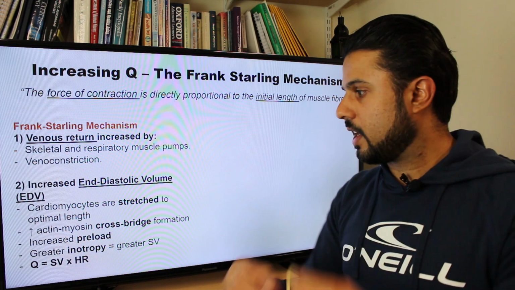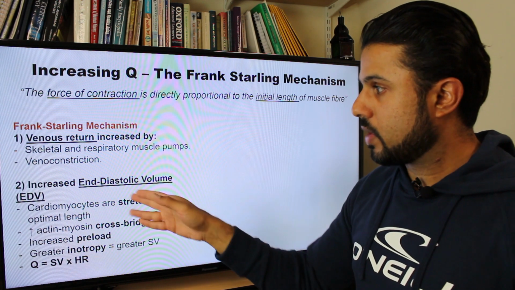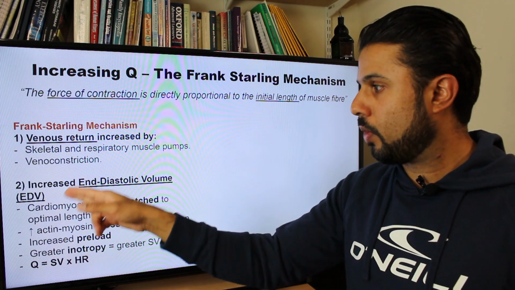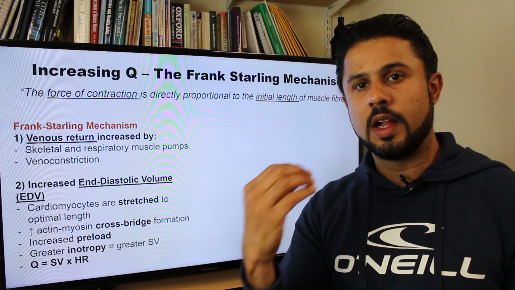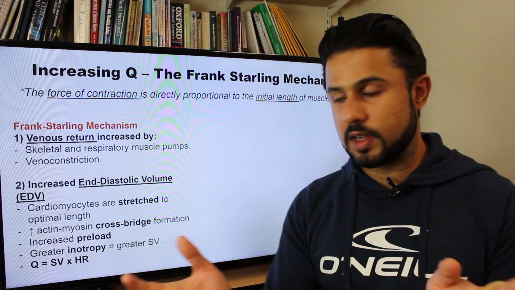Okay, so that is the idea of increasing preload, because what you do is you increase the end diastolic volume, which is the amount of blood that's left in the heart at the end of the filling phase, the diastole.